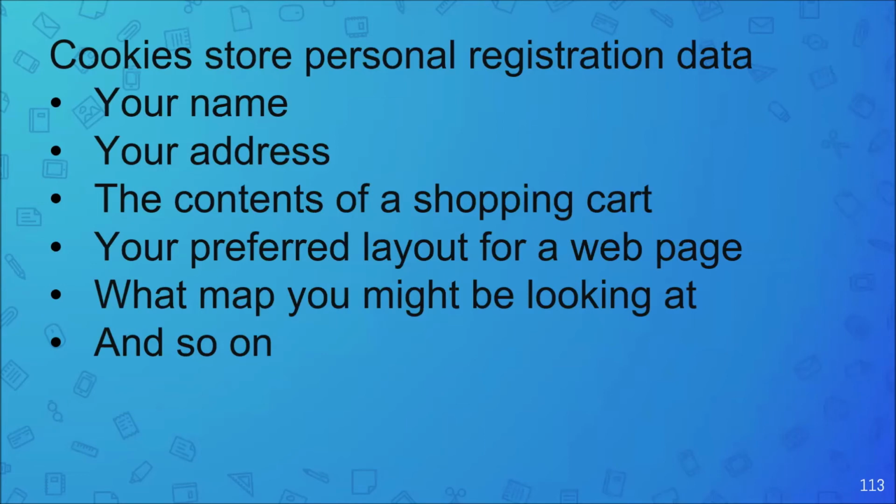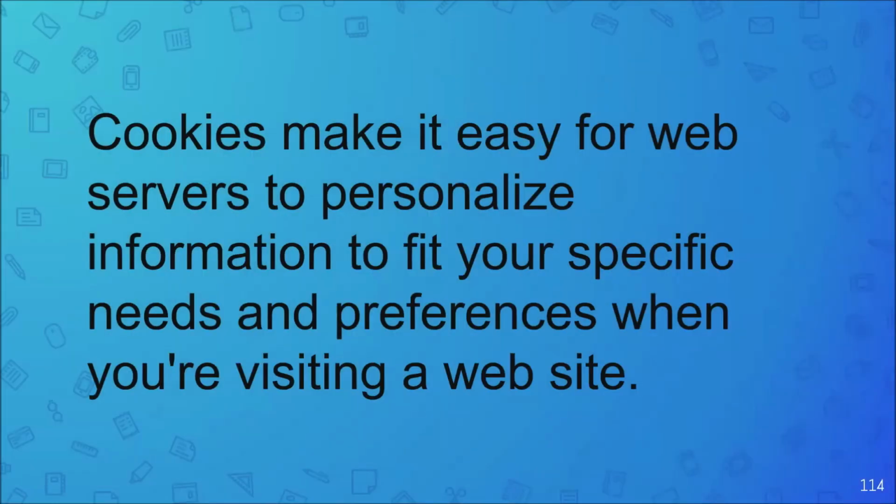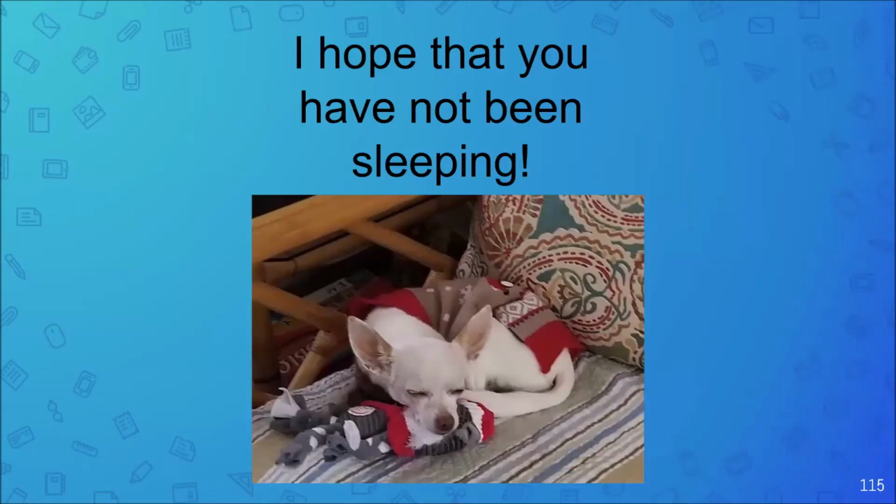So if you're on Amazon, or on some website where you're placing an order, and you stop it and just leave it, and then you go back to it a couple of days later and it says, okay, you've got 3 items in your cart. You open the cart and there they are. It's your cookie. Usually it's the cookies that save that information. Cookies make it easy for a web server to personalize information to fit your specific needs. Sometimes it might say, welcome back, Hewie. We see that you were here last week. And did you find what you were looking for, and so on. And preferences when you're visiting a website.